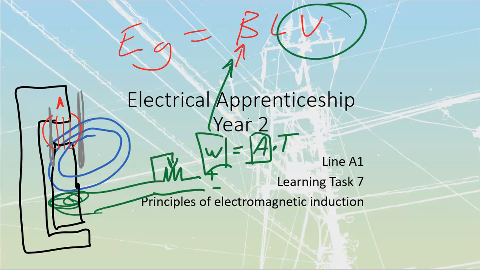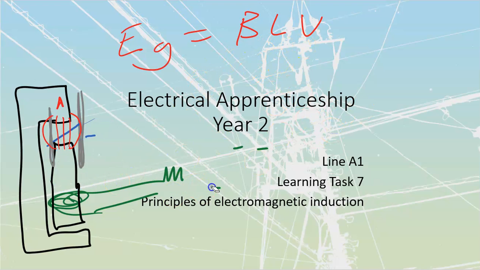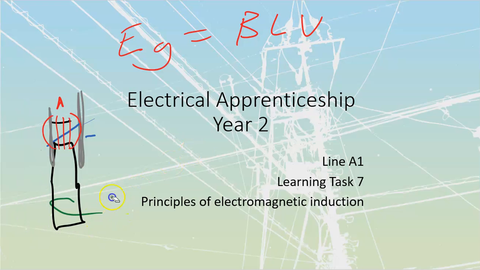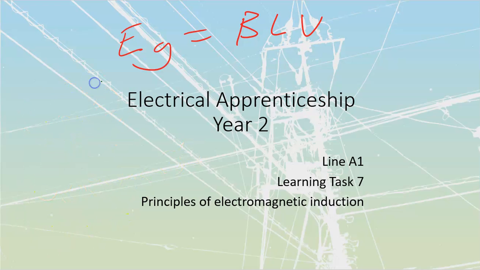This was Faraday's law, this one over here. We're going to use this one a lot throughout this year as well as through third year. It's going to be probably one of your most memorized or most widely used formulas throughout all of second and third year. The other one that we're going to take a look at is Lenz's law.